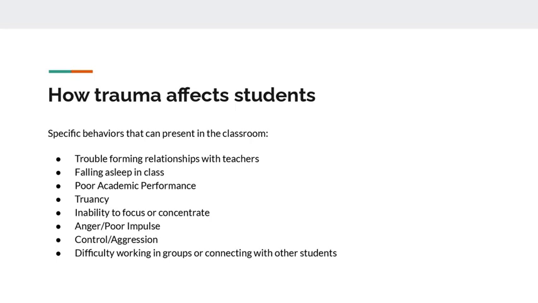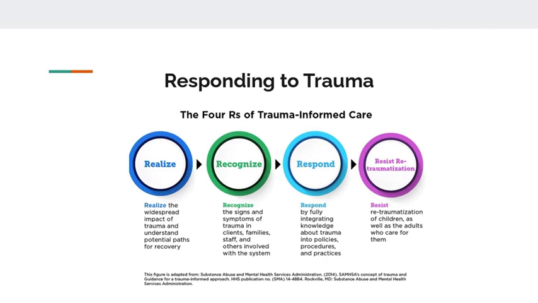So I spoke about what is trauma, what happens in the brain, and then how it shows up in the classroom or whatever setting you're working in. I'm going to talk about how to respond to trauma or someone who has experienced a traumatic event or experience. So I like to use the 4 R's. The first one is realize, recognize, respond, and then the last one is resist re-traumatization.